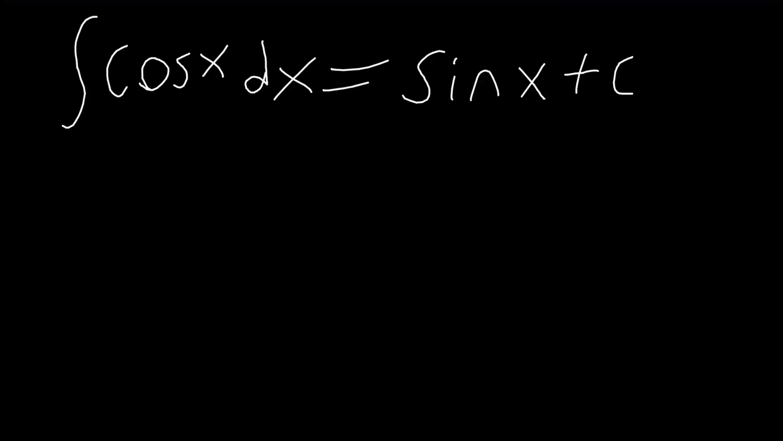Now that I've taught you what antiderivatives are, let's get right into the examples. For our first example, let's find the antiderivative of 8 minus x dx.